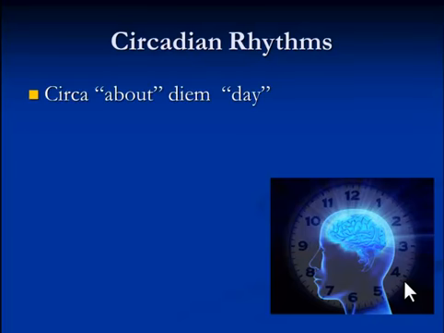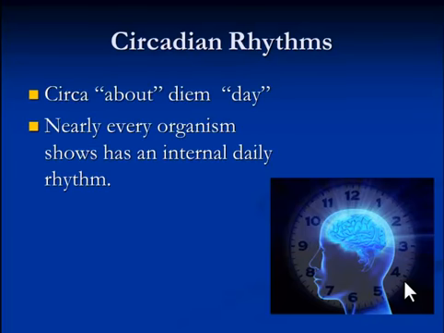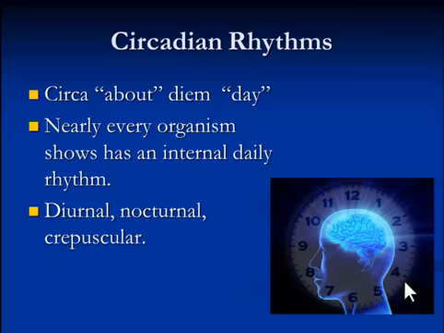So first you should know that almost all organisms, even bacteria, show a daily cycle of activity. We call that a circadian rhythm, circa about, diem a day, circadian. Now, some animals are more active during the day. We call those animals diurnal. They tend to have color vision if we're talking about these types of animals.